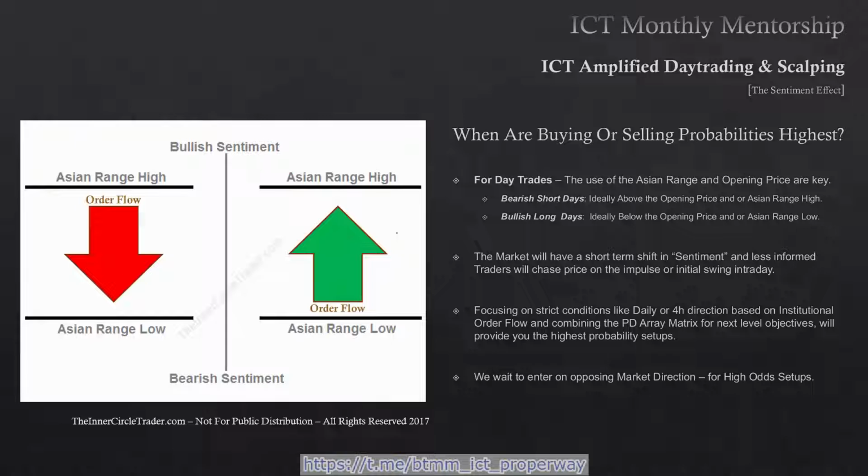Conversely, when institutional order flow is bearish on the daily and/or 4-hour chart, the market typically will go above the Asian range high, and that will many times suck in street money, and they will be buying above that on a breakout. When institutional order flow is bullish on the daily and/or 4-hour chart, the moves that go below the Asian range many times trip street money into selling short. That puts them in on the wrong side.